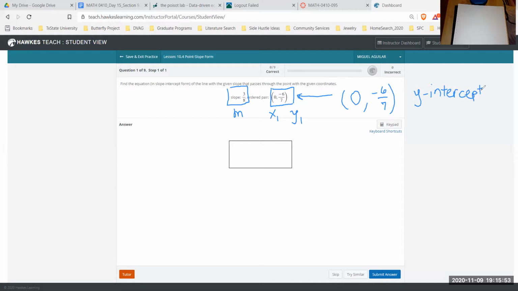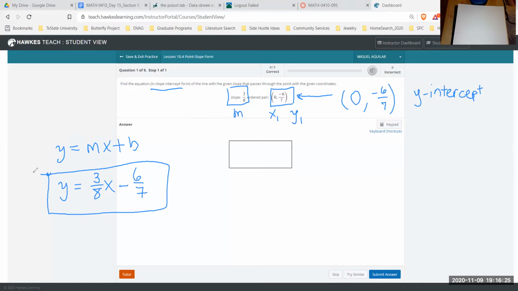So what I'm saying is that if you're observant enough to see that they've given you the y-intercept and that they're asking you for slope-intercept form, then you can just write down the equation y equals mx plus b, and then just plug in your m and plug in your b. So this is just going to be 3/8 x. And then it's plus this negative number. So we're just going to put -6/7. And that's all you have to type in.